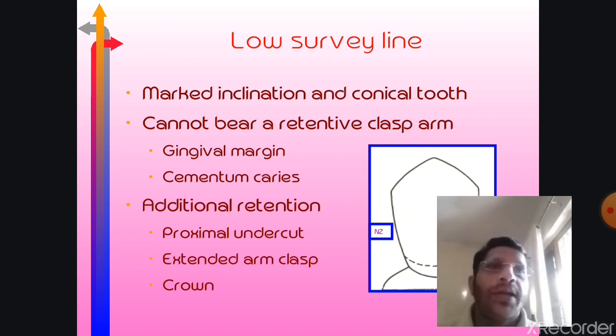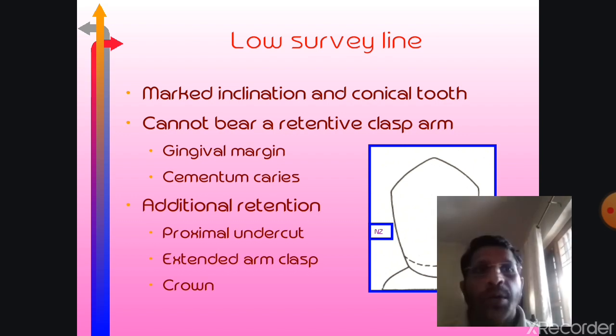So you cannot give a clasp. You have to go for additional retention features like the proximal undercut or extended arm clasp or a crown, as I have told earlier. And in the low survey line, all the survey line will be on the cervical aspect of a particular tooth.